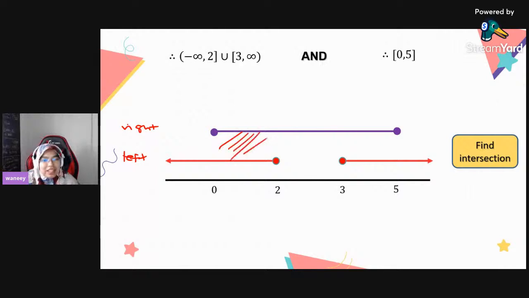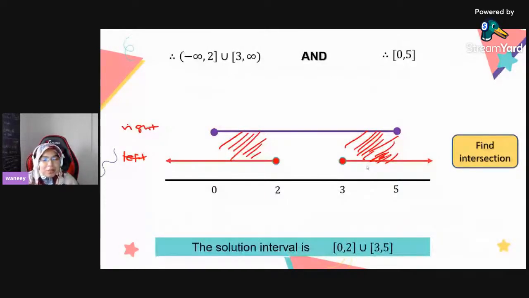It's supposed to be over here and then over here as well. So we got two different intersection, two different region. So the final answer will be 0 up until 2 union with 3 up until 5. Or if you want to write down, nak tulis ke dalam set notation? Tak payahlah set notation. Tu dah interval lah, cantik dah. Tapi katakanlah nak juga, ambil lah. 0 less than or equal to x less than or equal to 2 or 3 less than or equal to x less than or equal to 5.